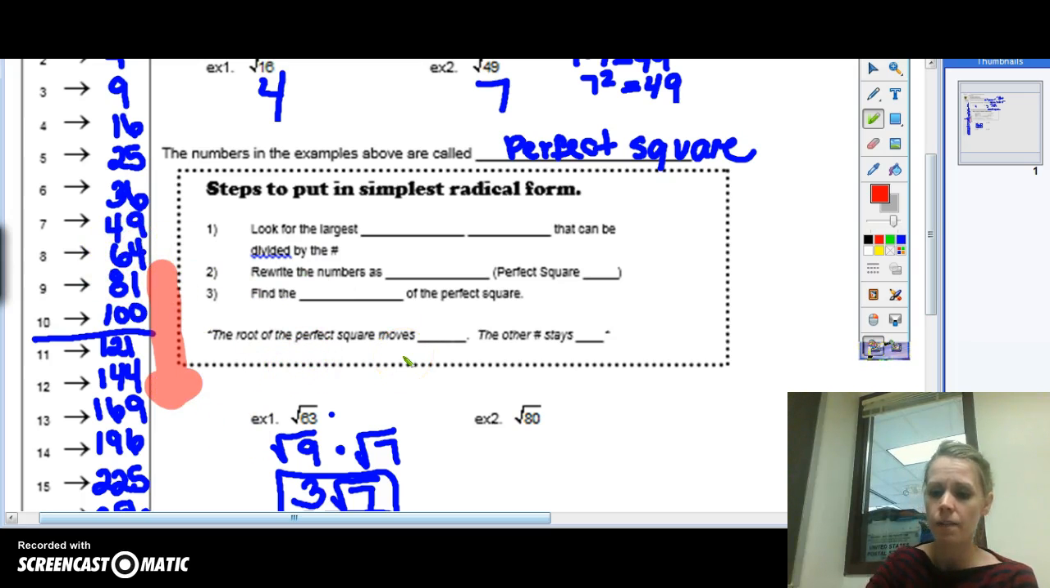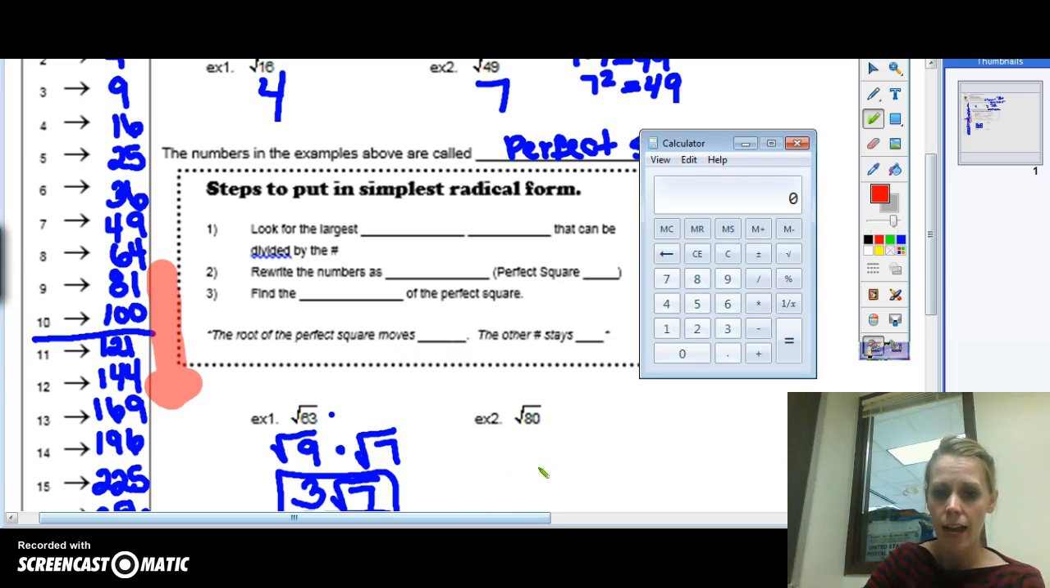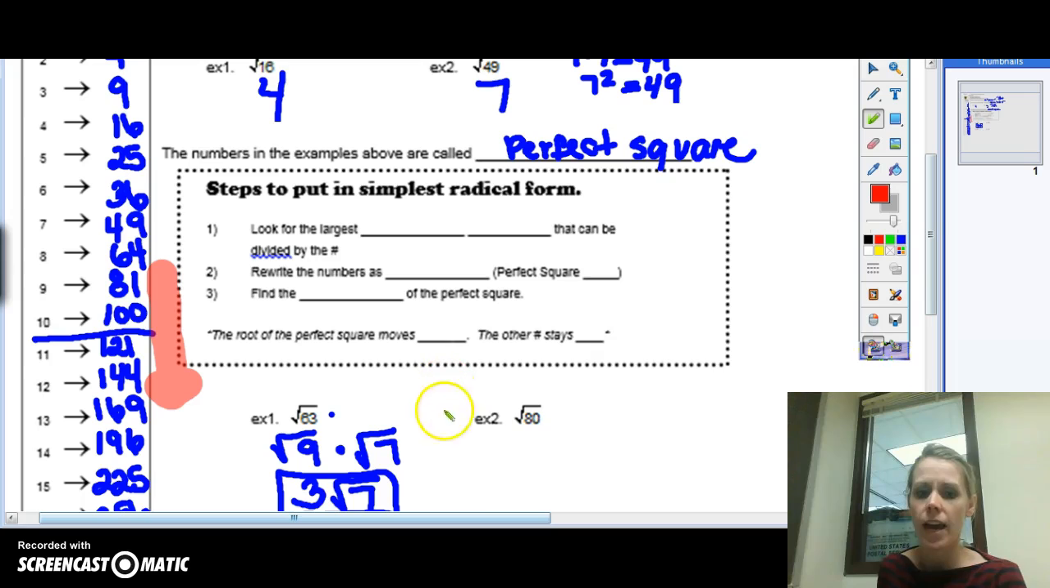So I'm going to go to my calculator again. I'm going to try 80 divided by 64. That doesn't work. 80 divided by 49. That doesn't work. 80 divided by 36. That doesn't work. 80 divided by 25? No. Okay, so sometimes it takes a while. 80 divided by 16? Bingo. Okay, so 16 is the biggest perfect square you can divide by 80.